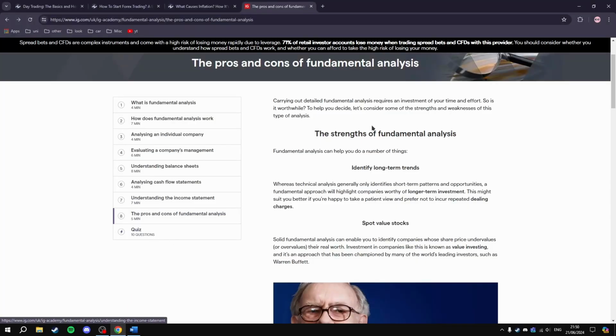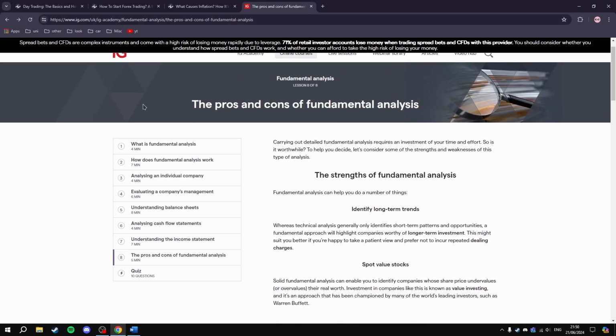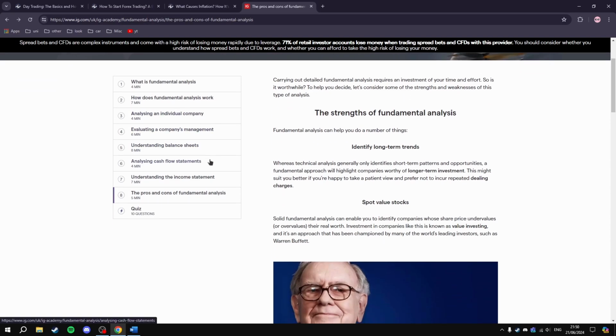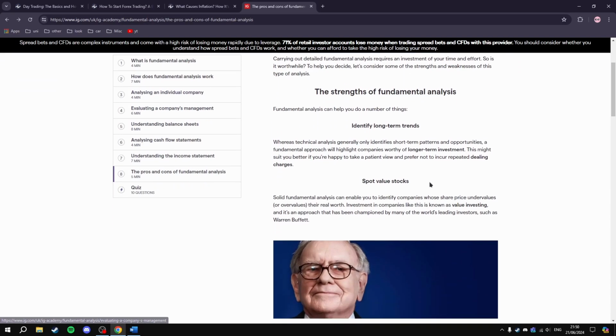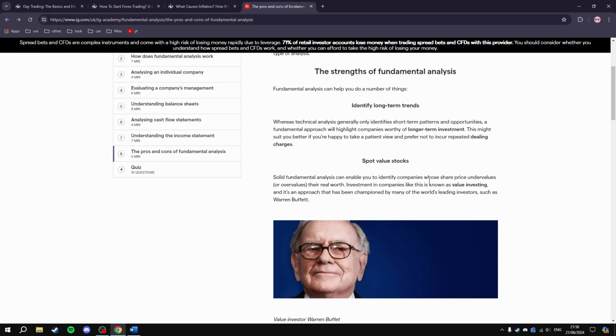In the last episode, we went through the pros and cons of fundamental analysis. The pros of fundamental analysis is that it can help you identify long-term trends. Technical analysis generally only identifies short-term patterns and opportunities. Using fundamental analysis will highlight companies worthy of longer-term investment. This might suit you better if you're patient and prefer not to incur repeated dealing charges.